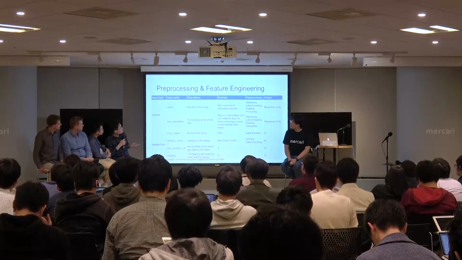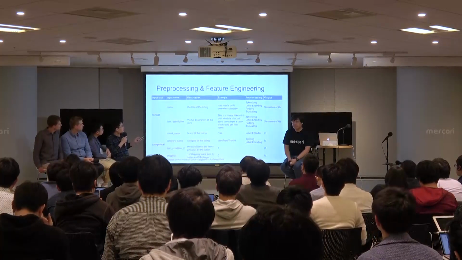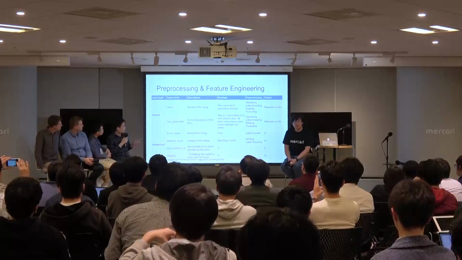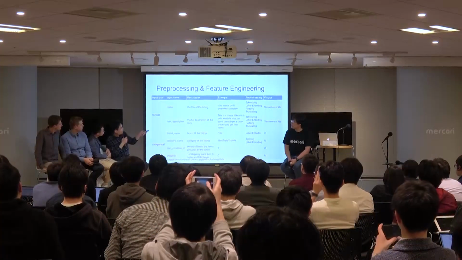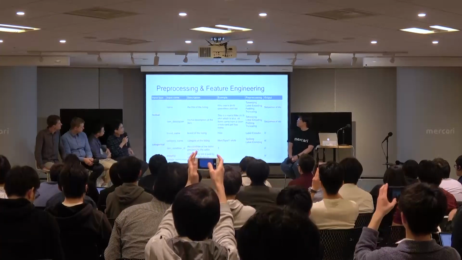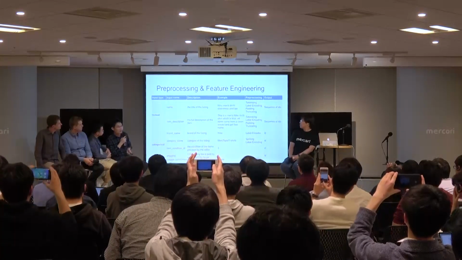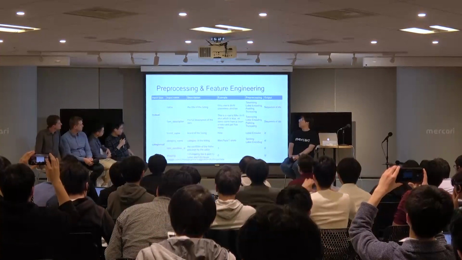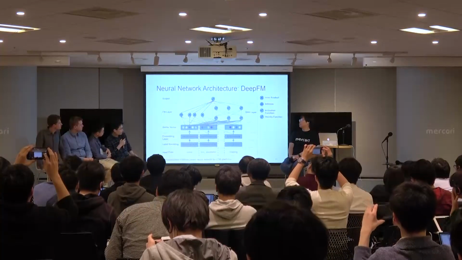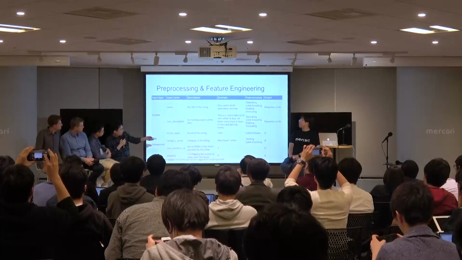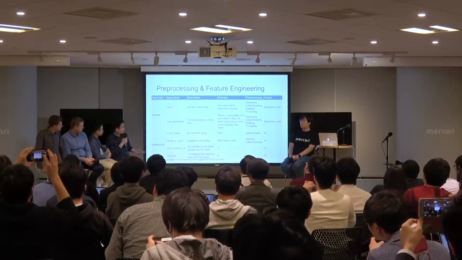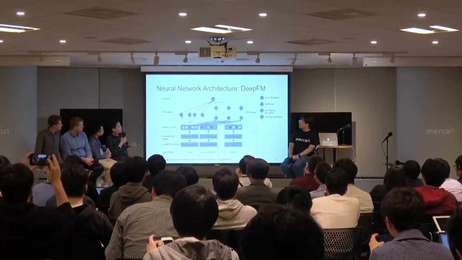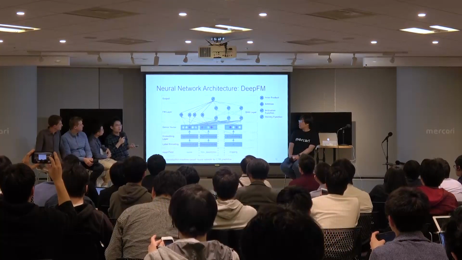Here is my pre-processing and feature engineering for the Mercari data. I did the minimum processing. For the textual data, I only use tokenization, then label encoding, and then padding and truncating. For the category features, like the brand name and the category name, I only use label encoding. Then for all those data, I model them using the DeepFM model.